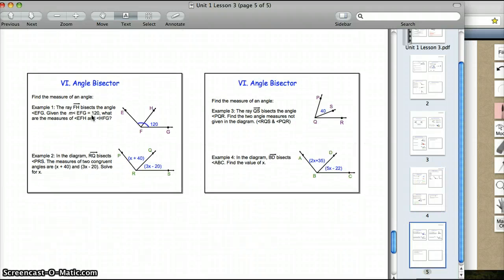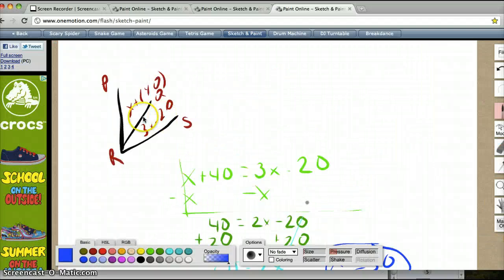Now our angle bisector, remember, cuts things into half. So let's look at this first example. It says angle PRQ, with PR and S, and we've got QR and S, and we're going to solve for x. Now if you remember, the bisector cuts your angle into half, which means that x plus 40 and 3x minus 20 are equal to each other. So that's the way I set it up. x plus 40 equals 3x minus 20.